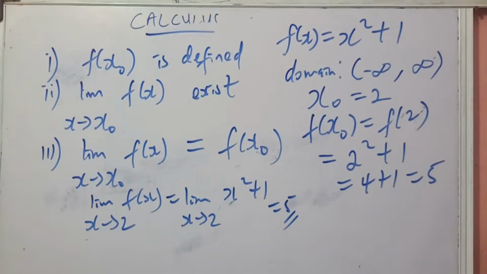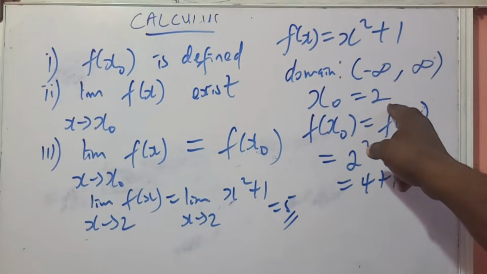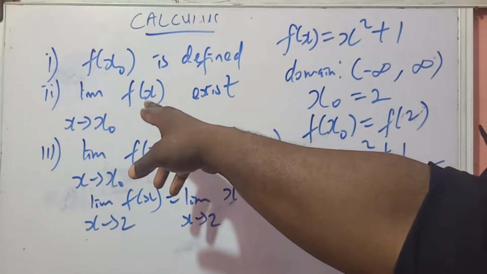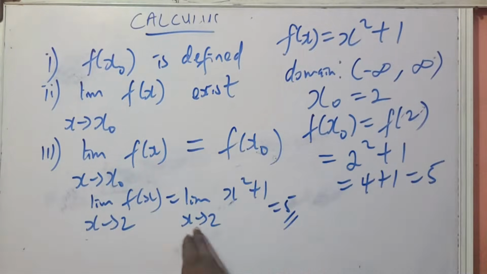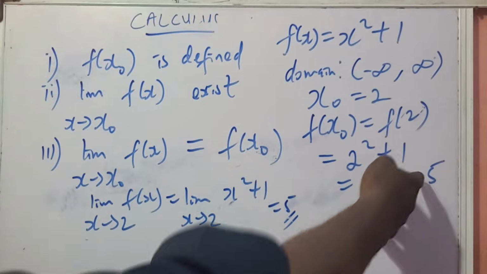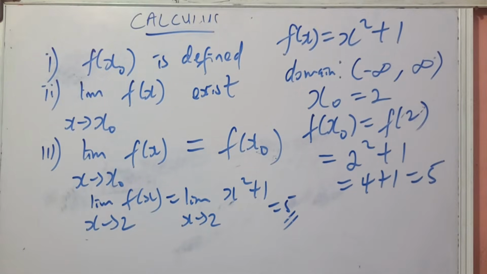So the first condition, which was that f of x naught is defined, we can see was satisfied. In case x naught was 2, it's perfectly defined here. We went on to check if the limit of f of x as x tends towards x naught exists. We saw it exists. So the last but not the least thing we have to do is check if this, what we have here, is equal to this. And what is it? Are they not equal? Of course they are equal.